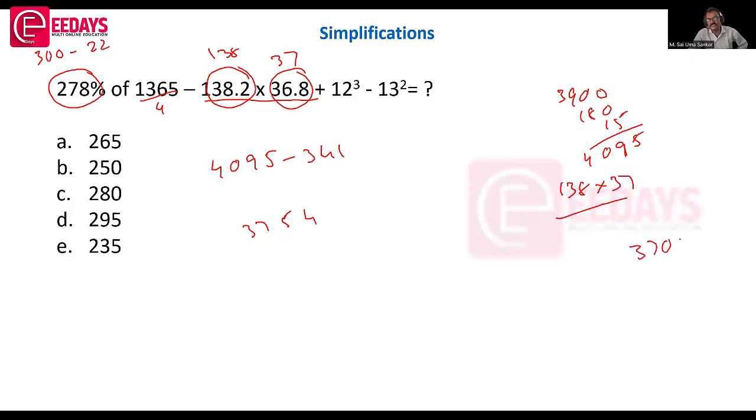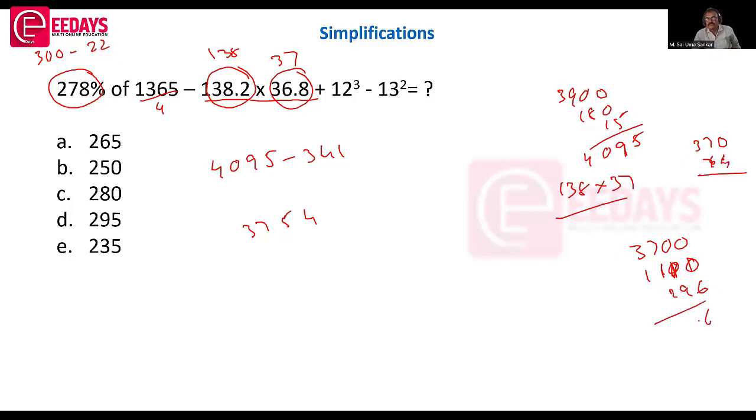So 3700. And 37 into 3, 90. And next 21, that is equal to 111. And 37 into 300, 37 into 30, that is equal to 1100, right? Okay, 1110. Okay, next 37 into 8, that is equal to 370 minus 74, that is equal to 296.